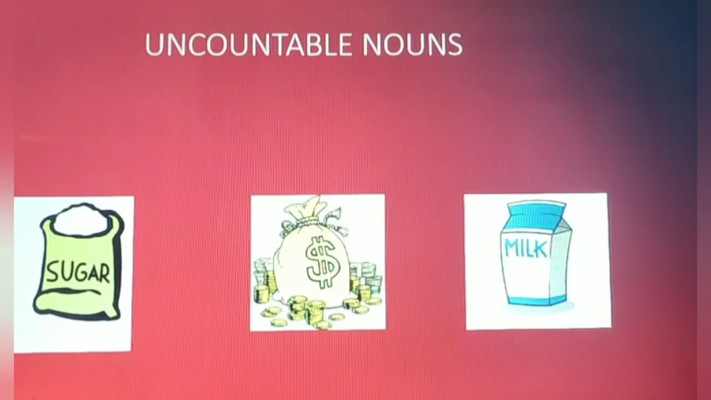So you can count the coins. I have 10 coins with me. I have two 10 rupee notes in my purse. But we cannot say, I have monies or I have a money. Instead we say, I have a lot of money. Or you can say, I have some money. So money is also uncountable.